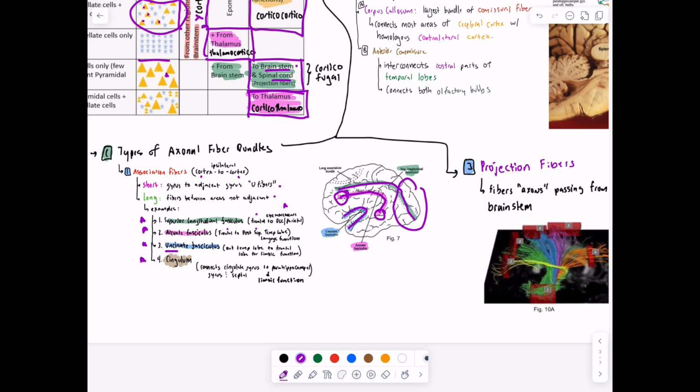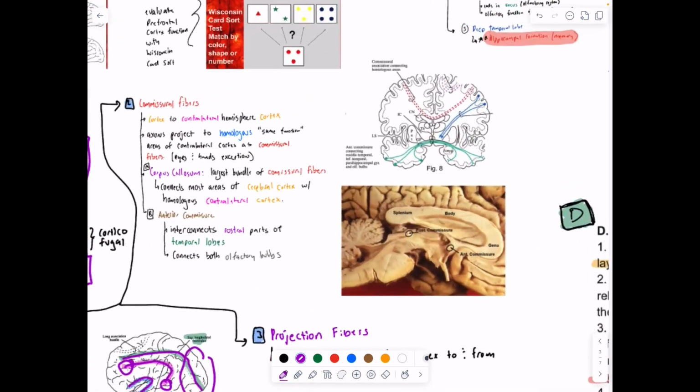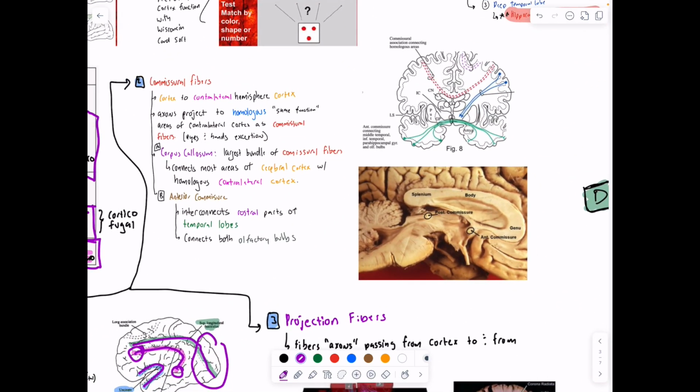And then you have cingulum, which connects the cingulate gyrus to parahippocampal gyrus and septal area. And this is going to be dealing with limbic function. You should know that based on cingulum, cingulate gyrus. All right, tons to memorize.